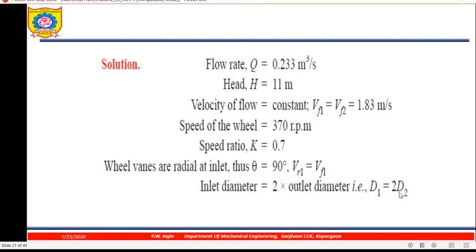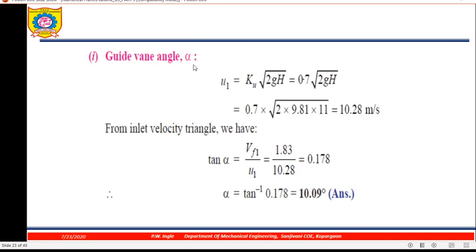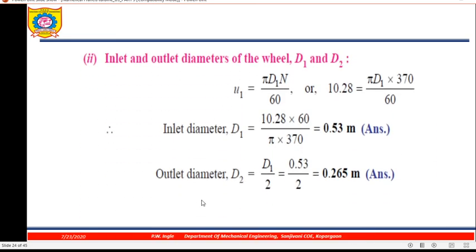D1 equal to 2 D2 is given, theta is 90. So VR1 equal to VF1, and VW1 equal to U1. V2 equal to VF2, beta is 90. So alpha angle you have to calculate. So U1 is what? K root 2gH, 10.28. Then tan alpha, so alpha you are getting. Then U1 is pi D1 N by 60.